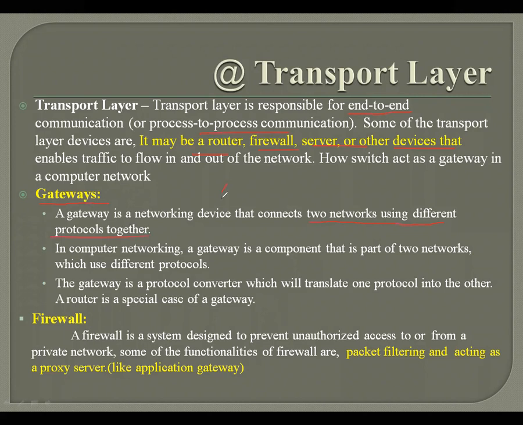Let's say I have a network A and a network B, where the protocol here can be P1 and the protocol here can be P2. At that time the gateway can be used. In computer networking, the gateway is a component that is part of two networks which use different protocols. So the P1 and P2 protocols, the different protocols, can be mapped via the gateway, and this gateway can work on all the layers of the OSI model also.